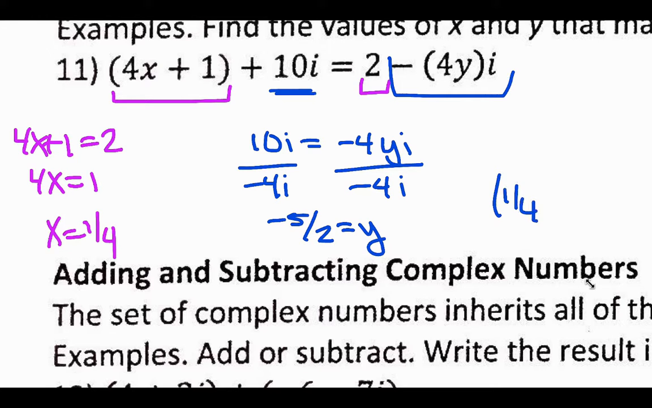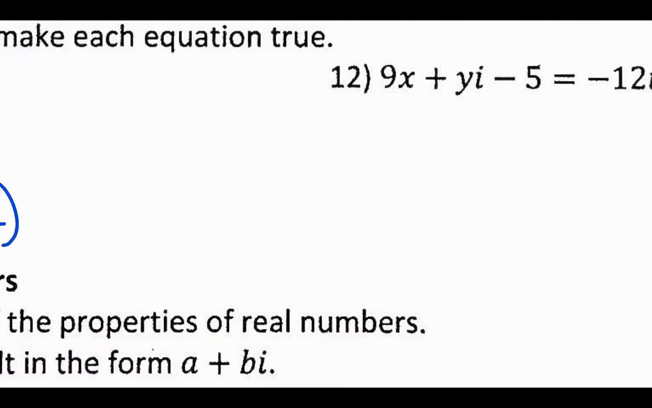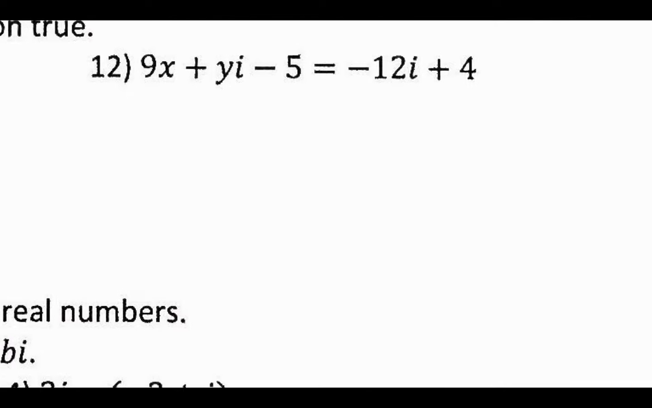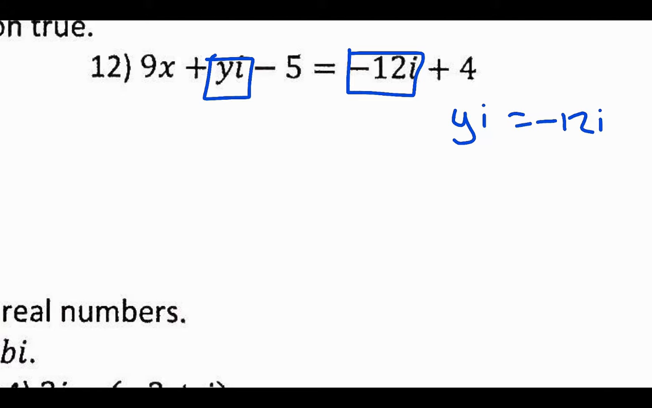So my solution here, by being able to tell the difference between a real part and an imaginary part, that's so important. I'll show that to you again just so you can see it. So again, I have an imaginary part, which I'm calling yi, and negative 12i. If yi equals negative 12i, divide both sides by i, then y equals negative 12.